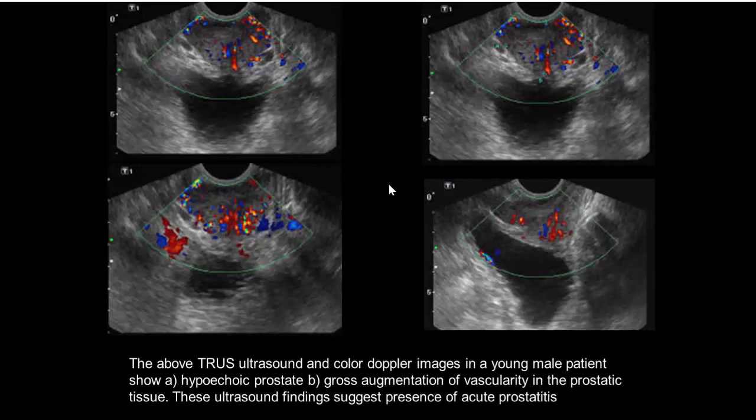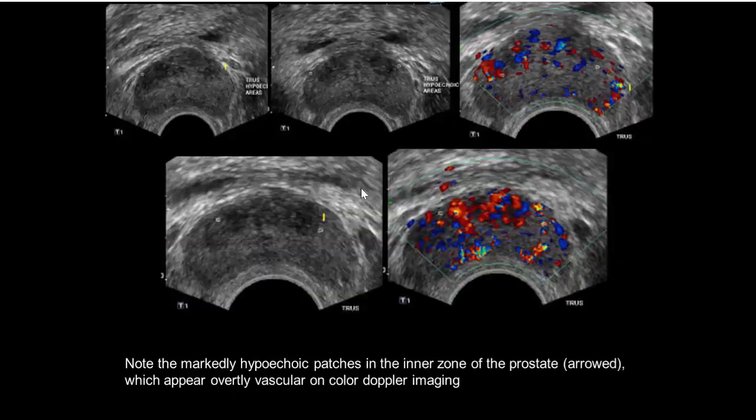This is a TRUS image in a young male patient showing a hypoechoic prostate with gross augmentation of vascularity in the prostatic tissue. This is a finding of acute prostatitis. This is a case of acute prostatitis showing a hypoechoic prostate and increased vascularity.